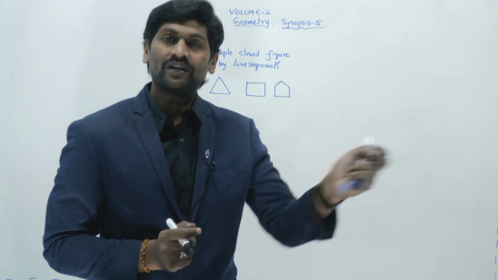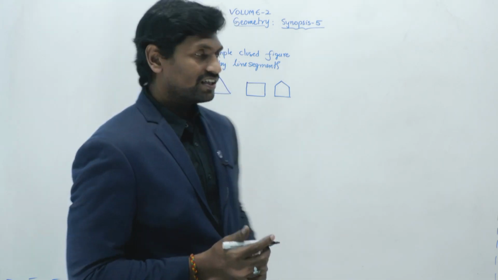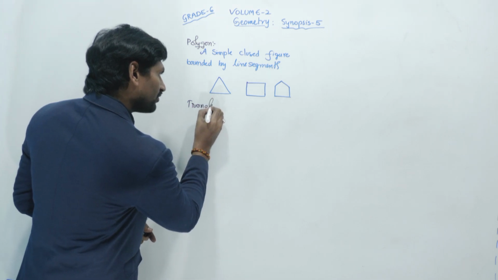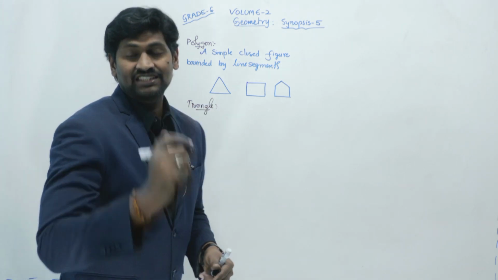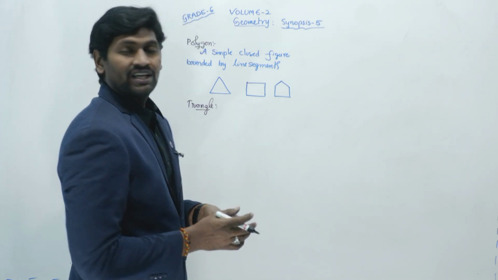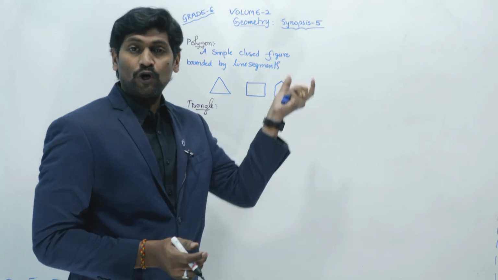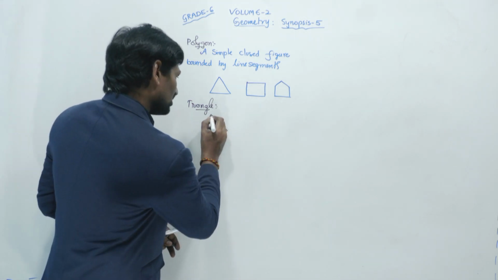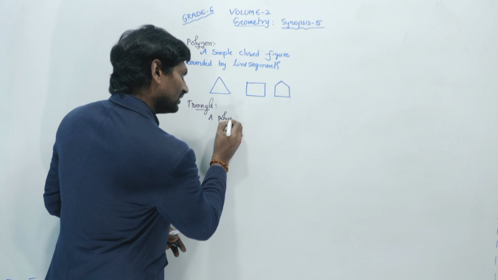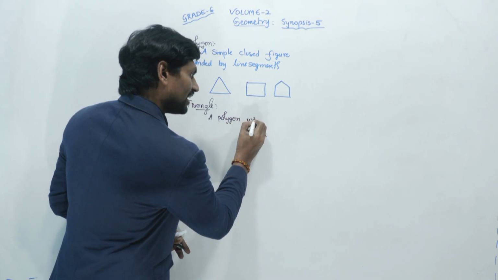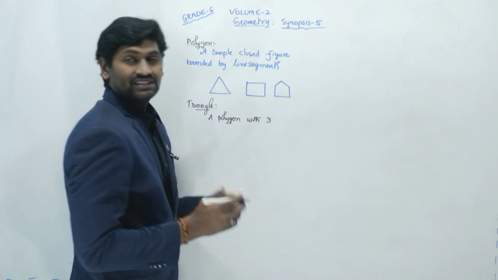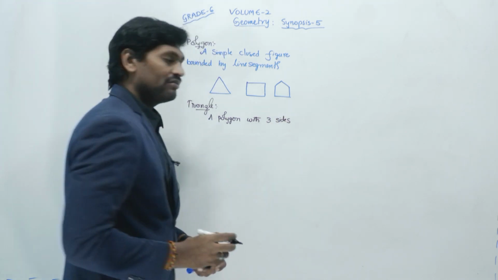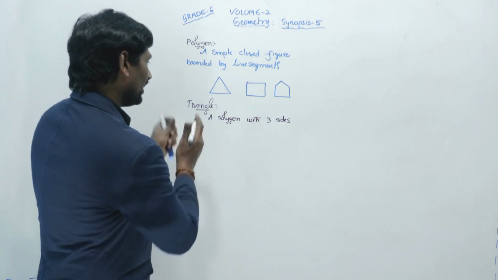triangles, their properties, and types of triangles. So what is a triangle? A triangle is a simple closed figure bounded by three line segments, or simply a polygon with three sides. A polygon with three line segments we can call a triangle. A polygon with three sides or three line segments is called a triangle.